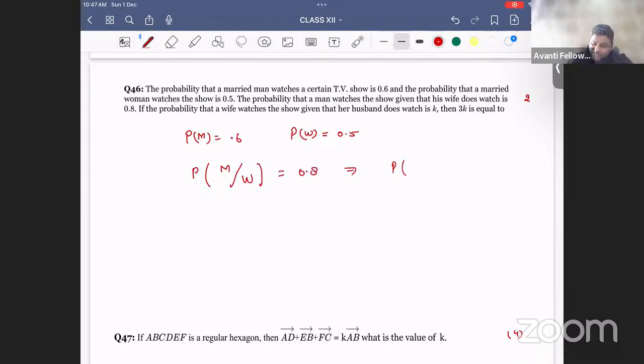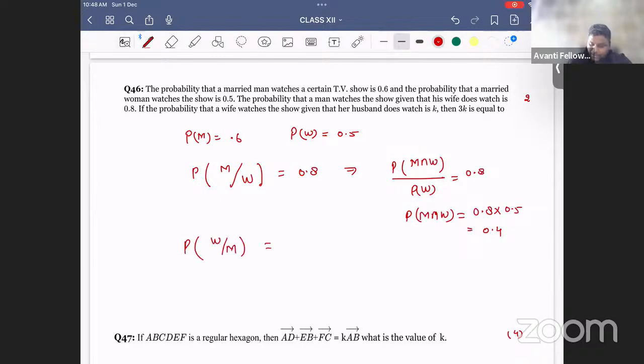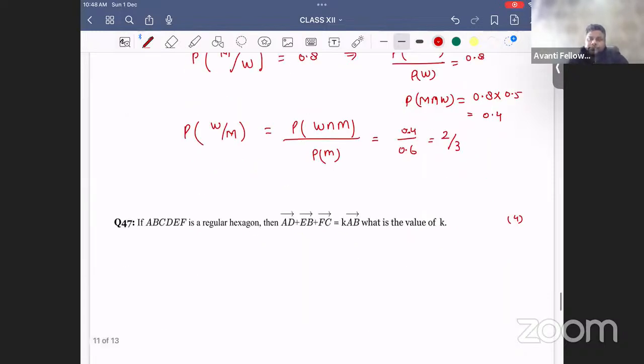That means probability M intersection W upon P(W) is 0.8. So probability M intersection W is what? 0.8 into 0.5, 0.4. Now they are asking for W given M is watching. So probability W intersection M upon probability M. Got it? So it is 0.4 upon 0.6. Answer is 2 by 3. Very simple question and very good. Next.